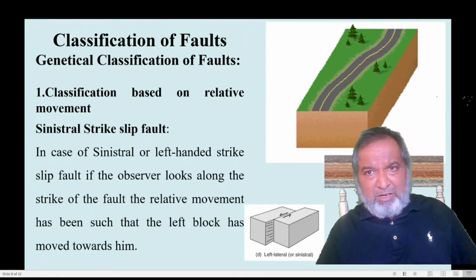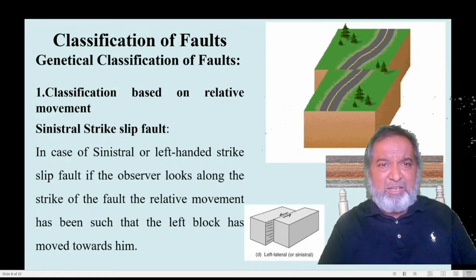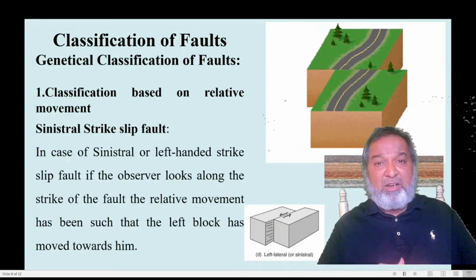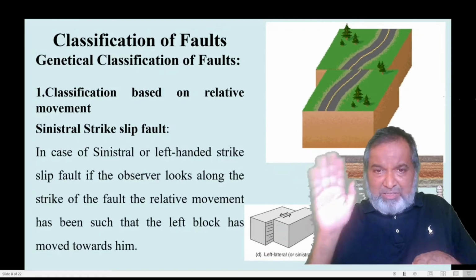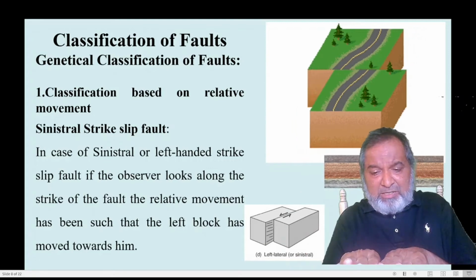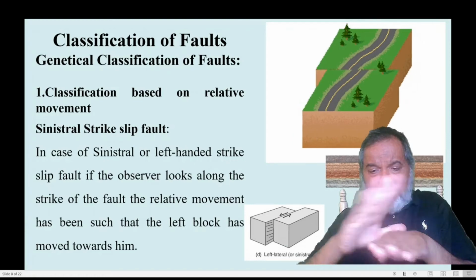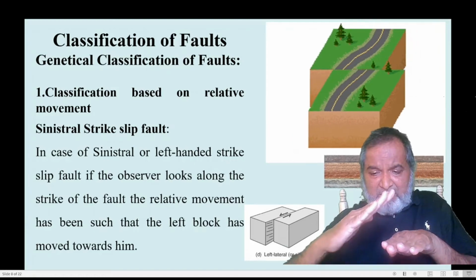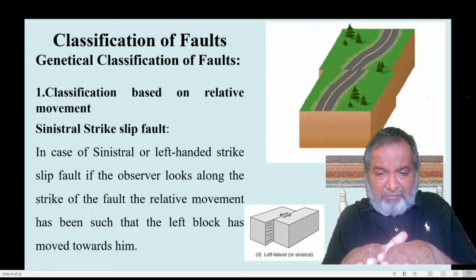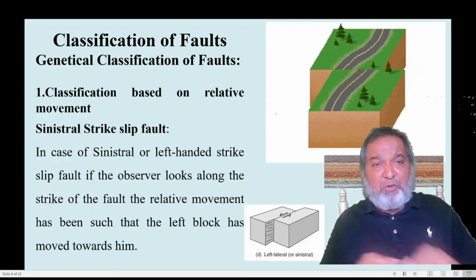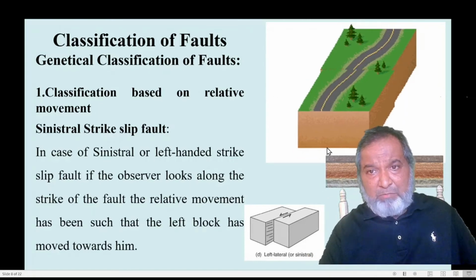Here we have been showing this particular animation, in which the sinistral or left hand strike slip is shown. This is my right hand and this is my left hand. So in this the left hand block has come forward. If this is the fault plane, then the hanging wall is this one, and it would come down. But in this particular fashion, the left block comes forward, the sinistral, the left hand side slips forward.